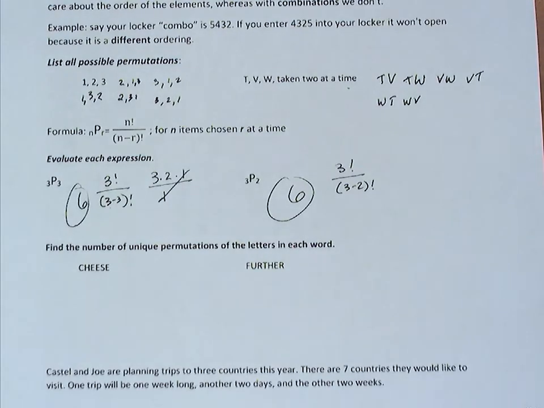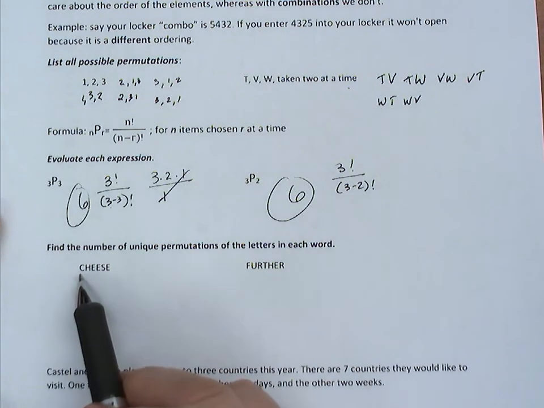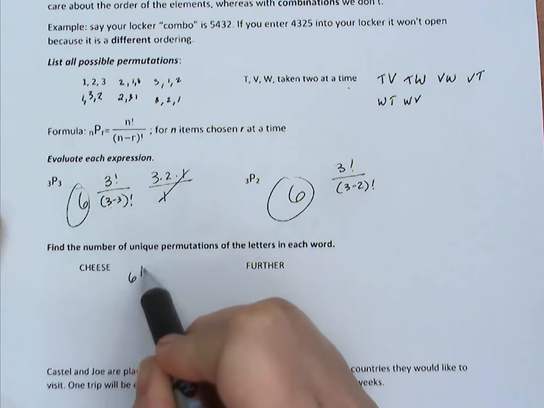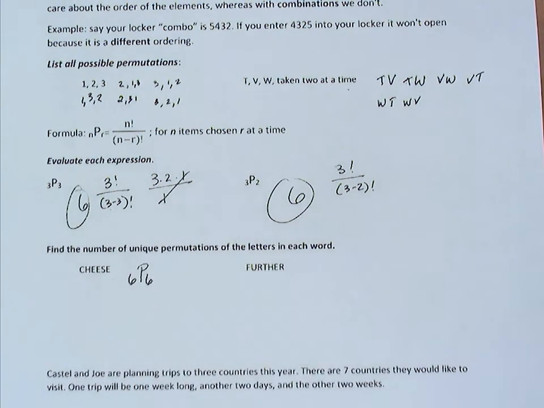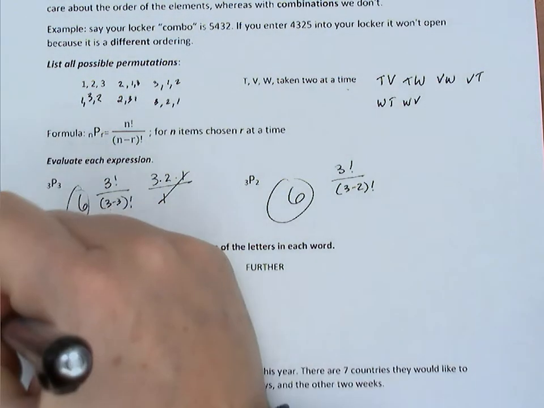Find the number of unique permutations of the letters in each word. Okay, so I look at this right here, and I realize that I have 6 letters. So I have 6 things I'm taking. I'm doing a permutation of 6 things. However, 3 of the things are the same. Oh, let's back up. Let's do it with the easier word first.